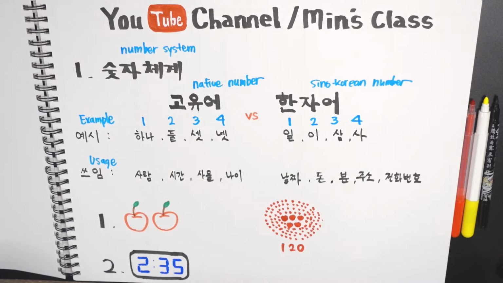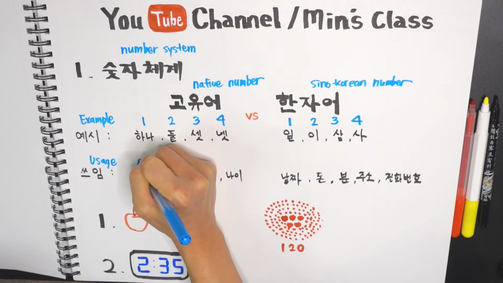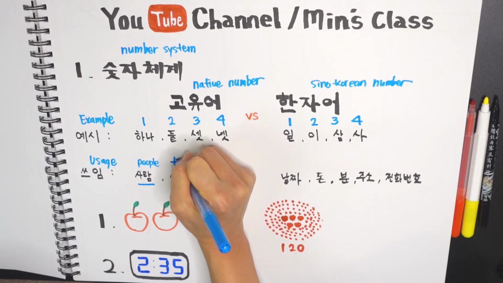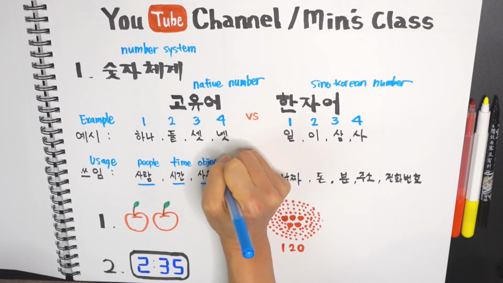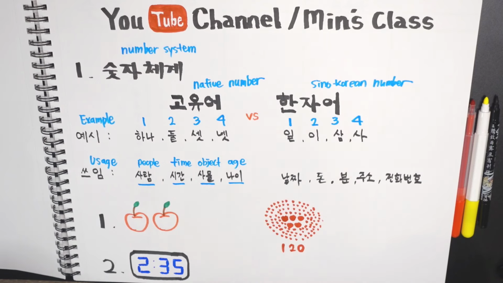And we use native number system for all general counting, like when you're counting out loud, up to 99. It's also used to count 사람. 사람 is people. Also, 시간. 시간 is time. And 사물. 사물 is object. 나이 is age. So, native Korean number system is used to count people, time, object, age, along with many other things.